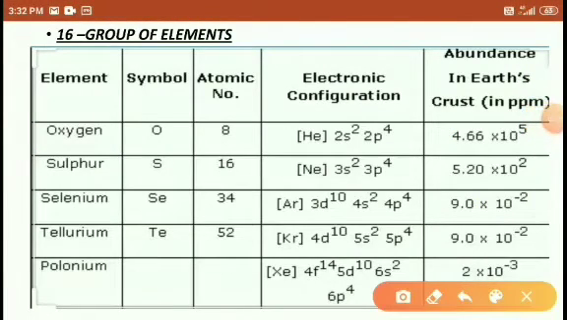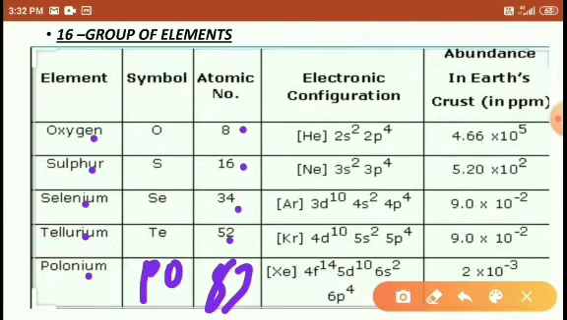After completion of group 15 elements, we are going to discuss group 16 elements. Group 16 elements are oxygen, sulfur, selenium, tellurium, polonium. Atomic numbers are 8, 16, 34, 52, and polonium, Po, has atomic number 84.